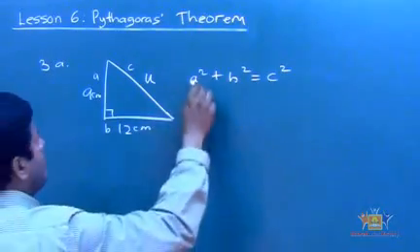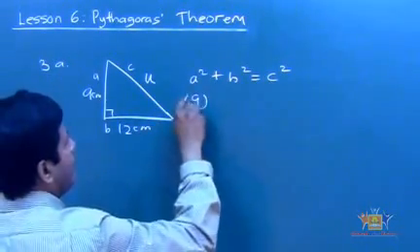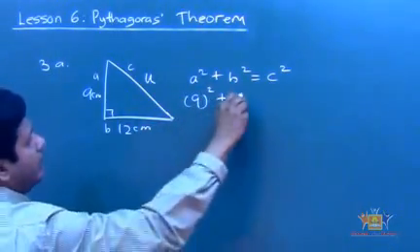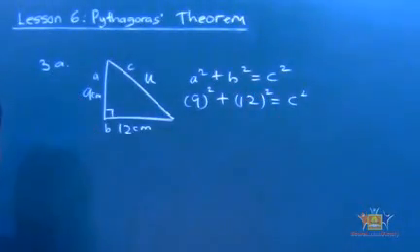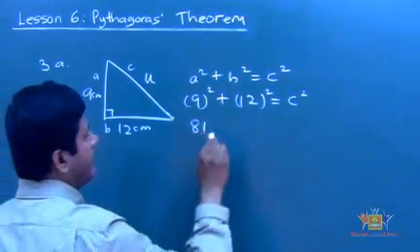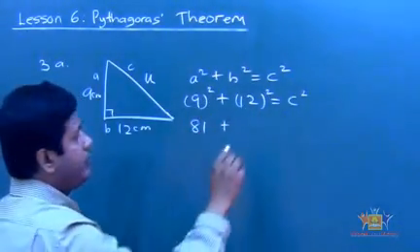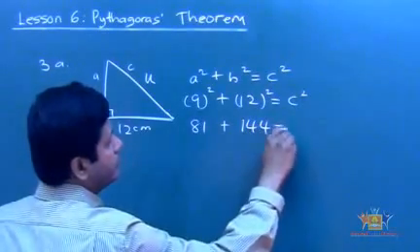Okay, now let's substitute. A is 9, so we're going to put 9 squared, and B is 12, so 12 squared equals c squared. Alright, 9 times 9 is 81, plus 12 times 12 is 144, so equals c squared.